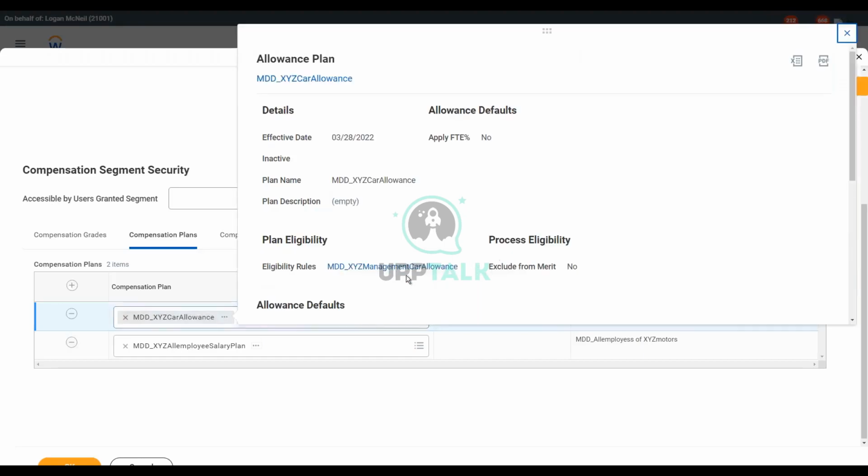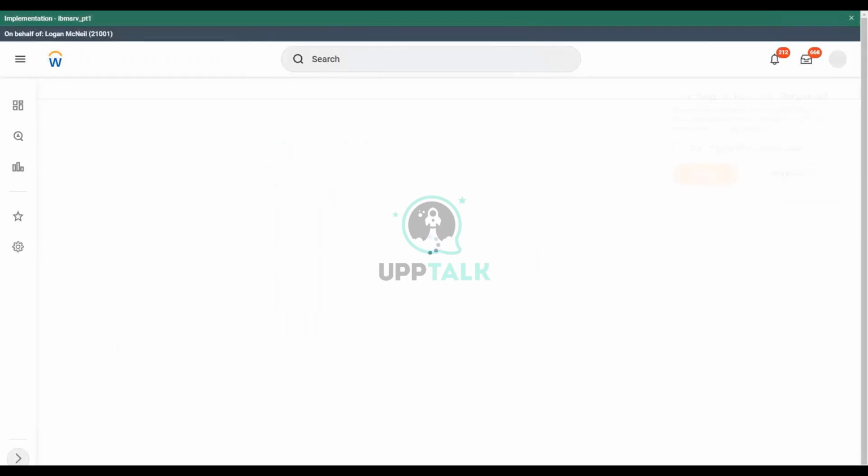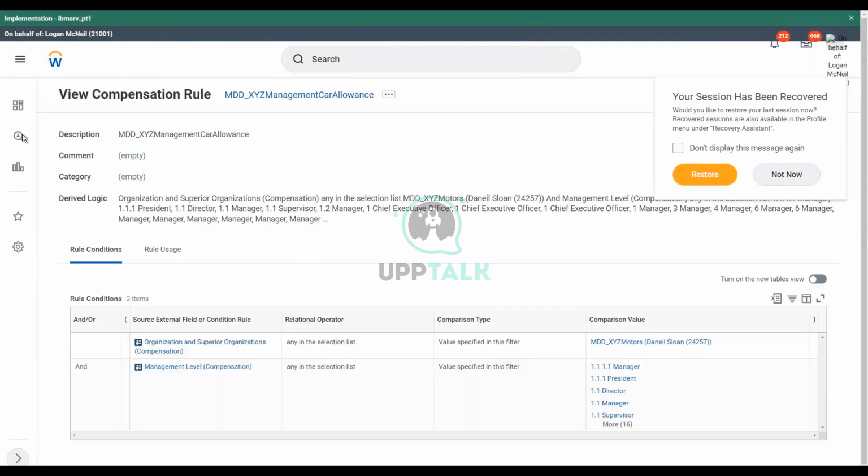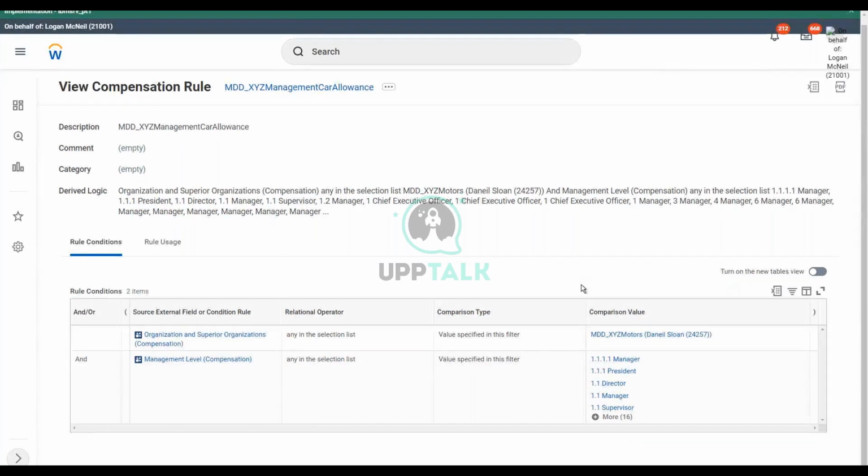So in the car allowance, let's look at it. This is your eligibility rule for your car allowance. I am guessing that what happened was there was a mismatch. Oh my god, how many management levels there are. So many of them. That might be the cause of the problem.